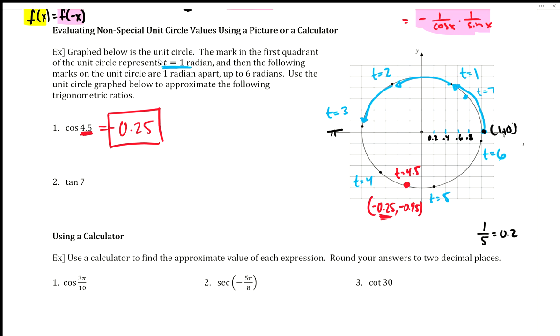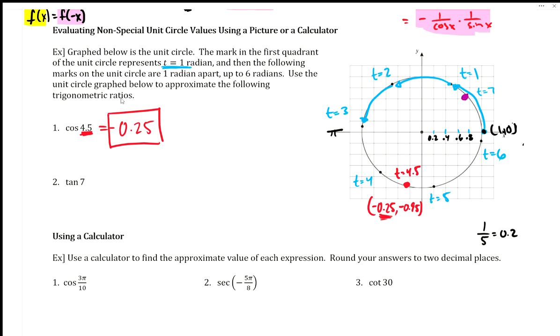Sometimes in math we like to go old school, like 50 years ago, 100 years ago, and do it without technology. So that's what we're doing here. Tangent of 7. That's where we marked before. Let me do that in a different color. I'm going to do purple.